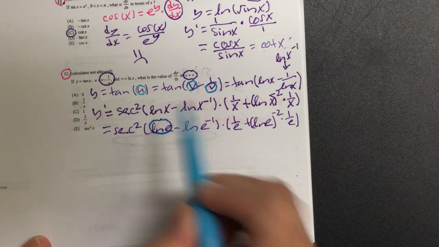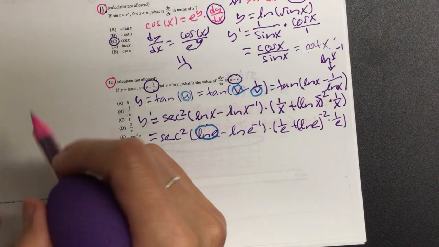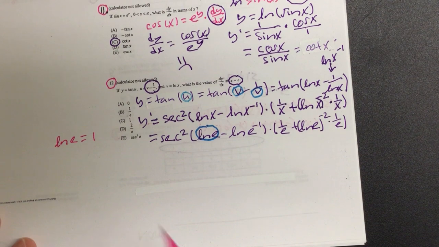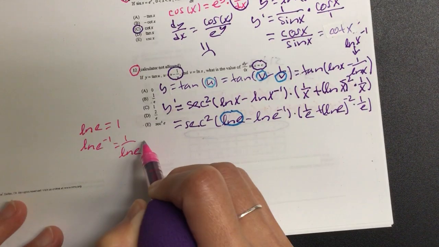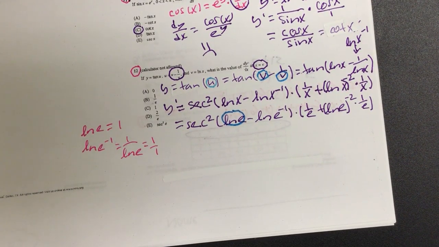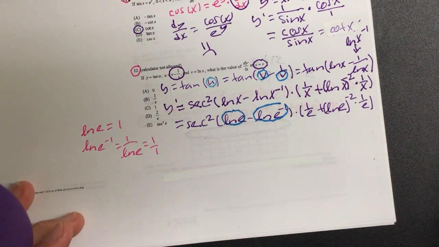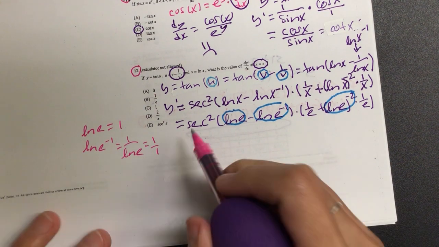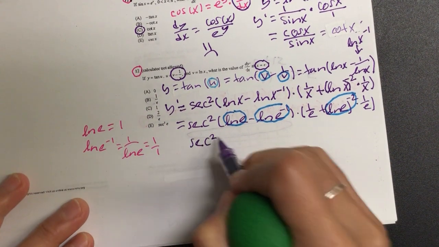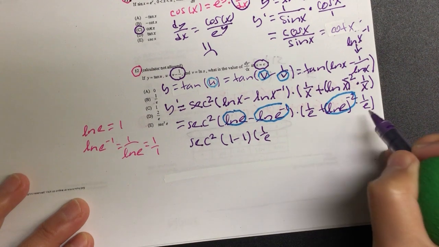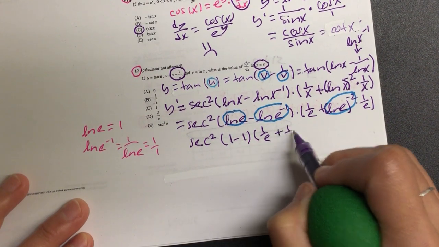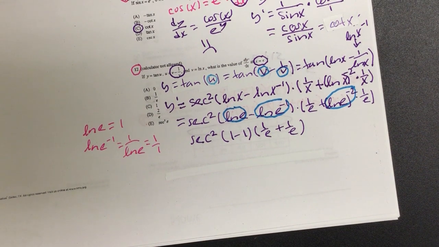What do I know about natural log of e? It's 1. So I want you to write a side note for me. If natural log of e is equal to 1, we know natural log of e to the negative 1 is 1 over natural log of e. Isn't that still 1 over 1? So no matter what the power is on the natural log of e, it's forever going to be what number? 1. So let's go ahead and swap them. We know this is going to be 1. We also know this is going to be 1. So let's plug it in. We have secant squared. I got 1 minus 1 times 1 over e. And when I multiply the second 1 over e by 1, it's still 1 over e. So far, so good? Yes?